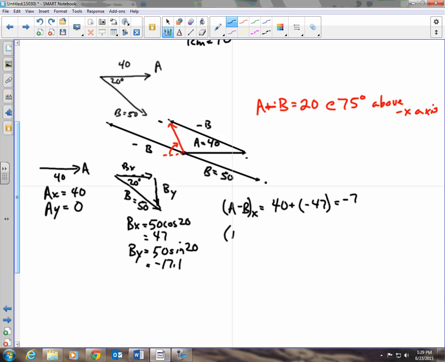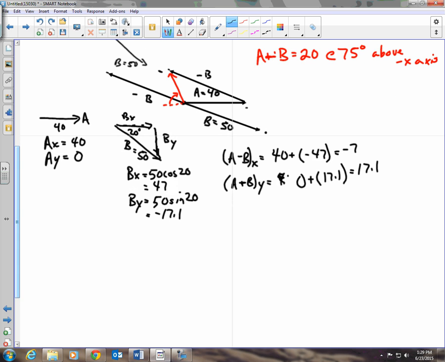And A minus B's y component is going to be AY, which is 0, plus, BY was negative 17.1, so it's going to be positive 17.1 for negative B. And that's going to give me a value of 17.1. Now I just need to draw it. The x component is negative 7, so 7 in the negative x direction, 17.1 in the y direction, and there is my resultant of A minus B and my angle.